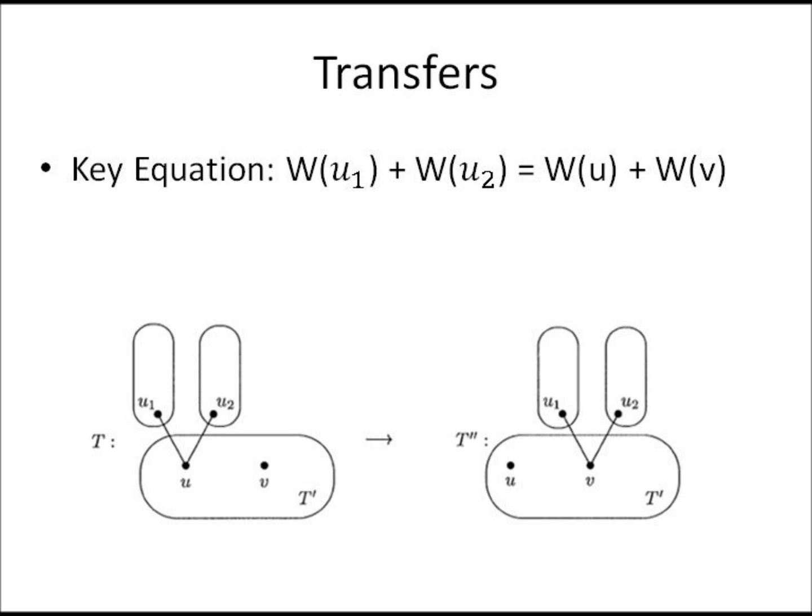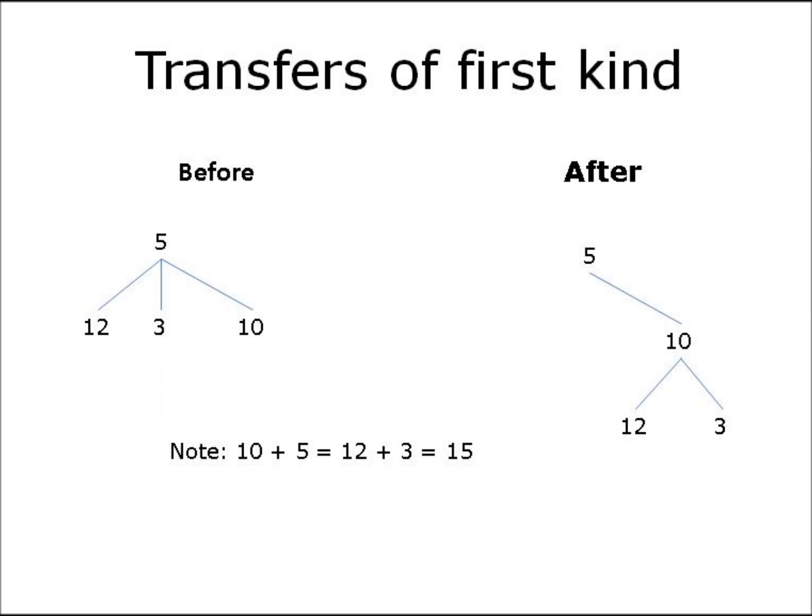In other words, the sum of the weights of the start vertex and the destination vertex must equal the sum of the weights of the two neighbors of the start vertex. Here's an example of an edge transfer from the vertex with weight 5 to the vertex of weight 10. We can do this since 5 plus 10 is equal to 12 plus 3.